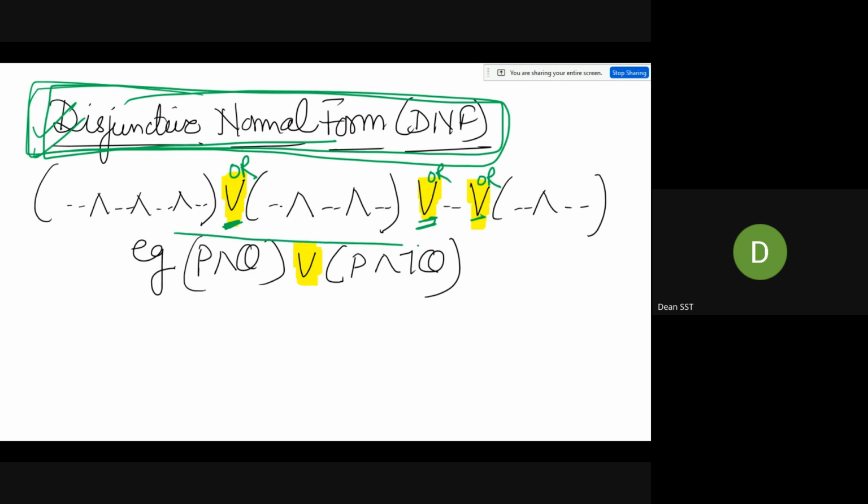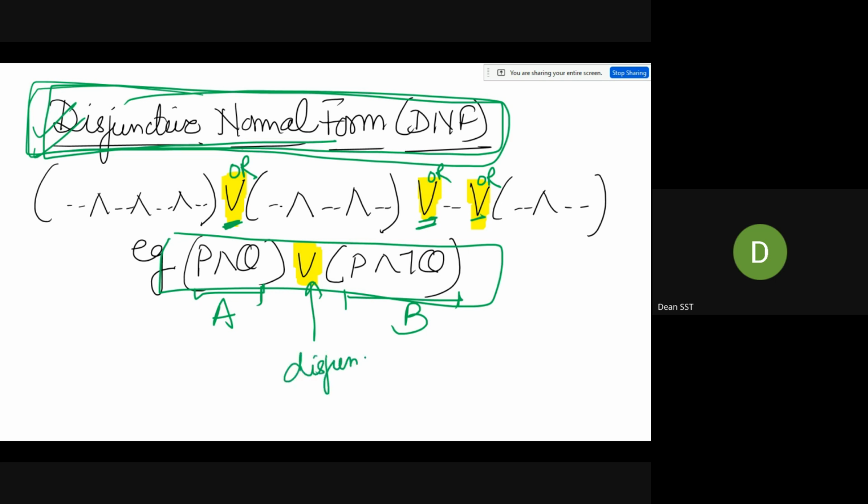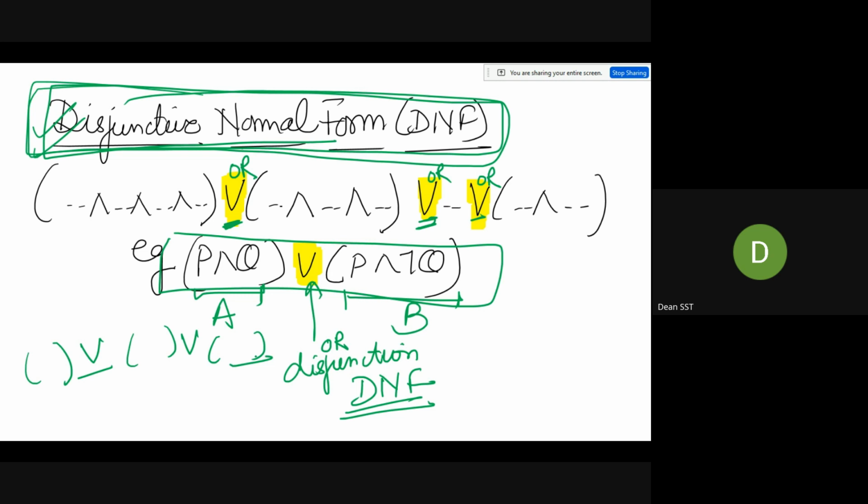So, in any expression, suppose these are sub expressions A, B, the joining element will be your disjunction. Then you will say that this normal form is disjunctive normal form. In short, we write DNF. Disjunction means or. So you can easily see or, or, or, or. So you can identify disjunctive normal form.